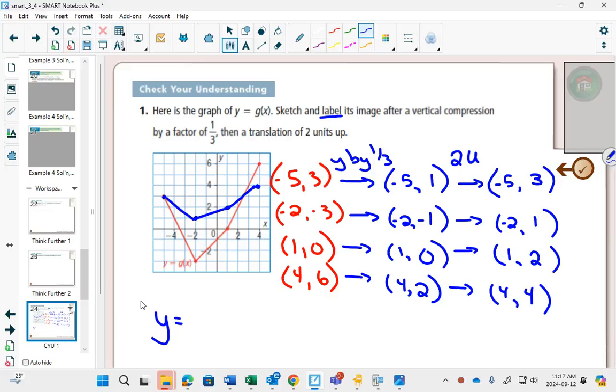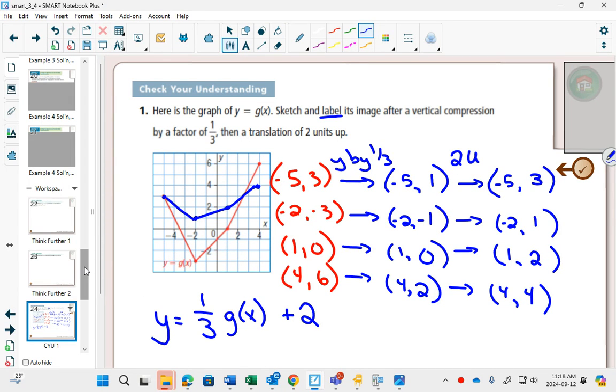Both of these things are vertical, which means they happen outside of the function. The 1/3 happens outside of g of x. The +2 would happen outside of g of x as well. So there is my equation of my graph, and it is labeled. Okay?